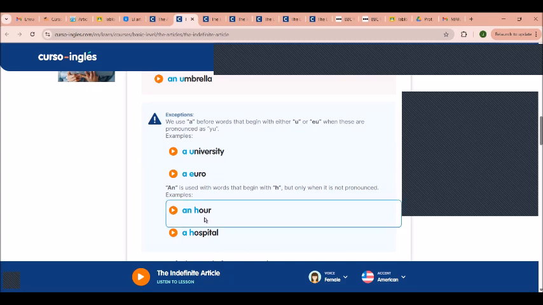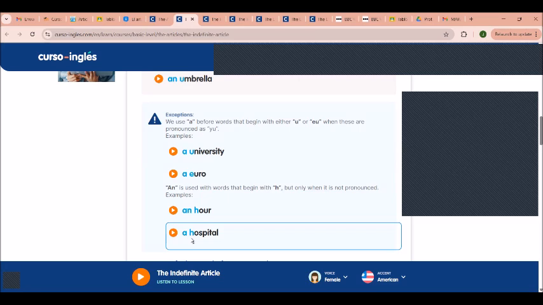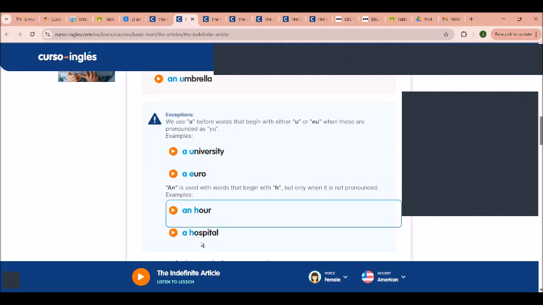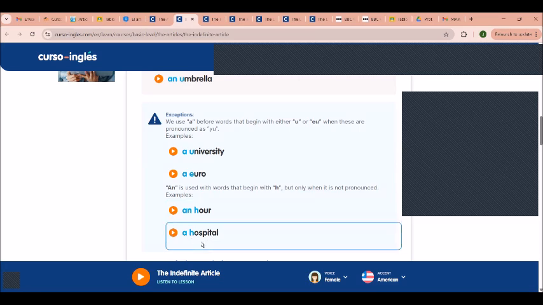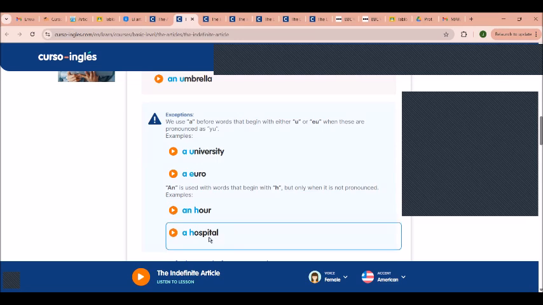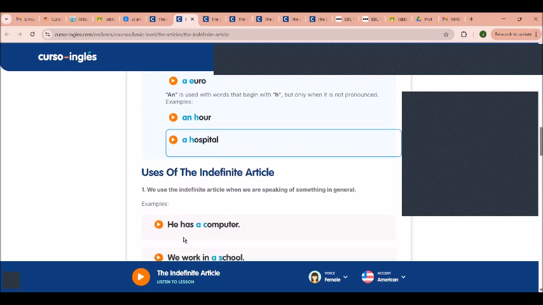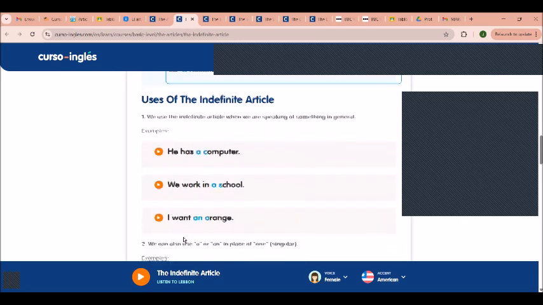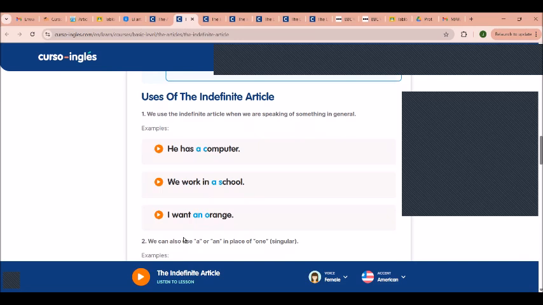And same thing is true the inverse. Hour, hospital, honest, hotel. If the sound is vowel, hour, honest, then use an. If it's consonant, hospital, hostel, then use a. All right? Now, Angie, when do we use indefinite articles?